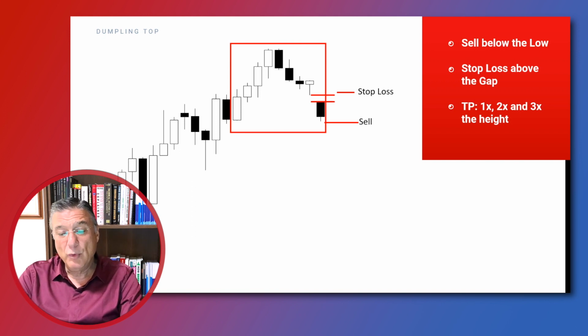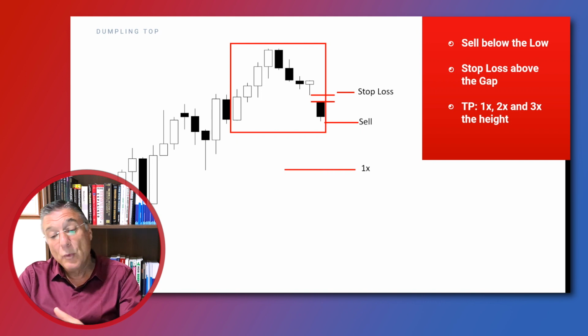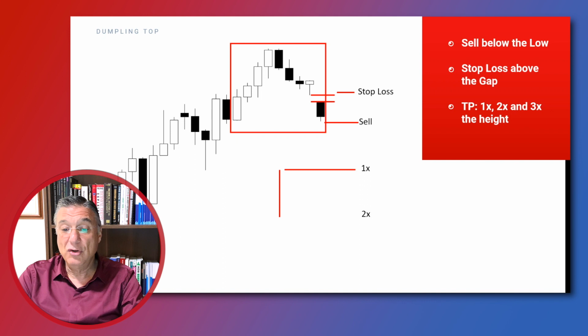And for take profit, we measure the height of this reversal pattern, and then we project one time the height from the selling point, where we can take part of the profit. We close part of the trade, then another projection, 2 times the height, and we close another part of the trade, and then finally we take 3 times the height and we close the remaining of our trade.